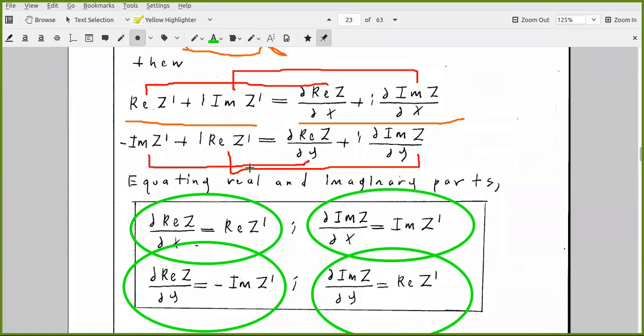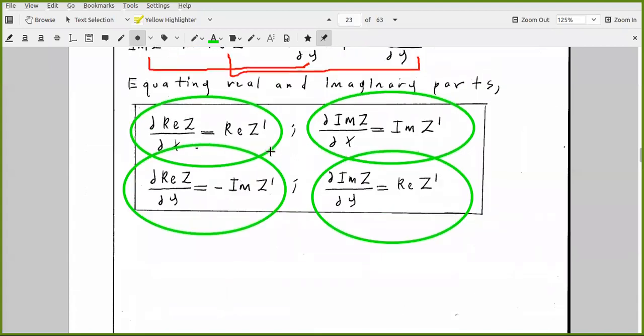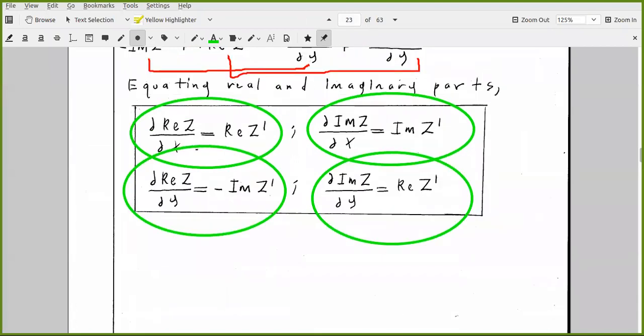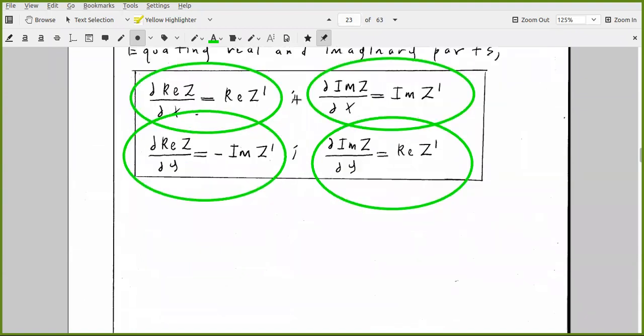Any questions regarding these final results or complex functions in general? Now, there's an example on this.